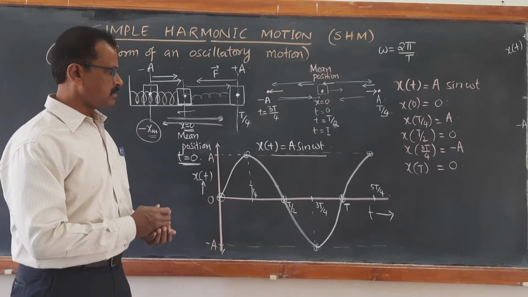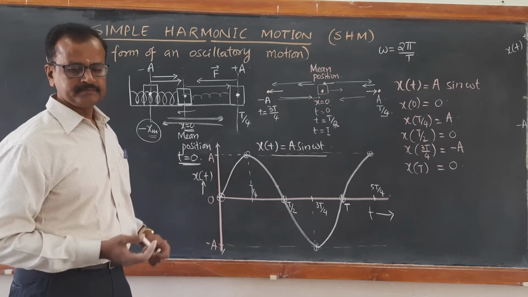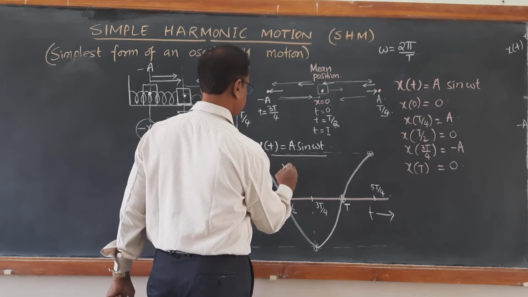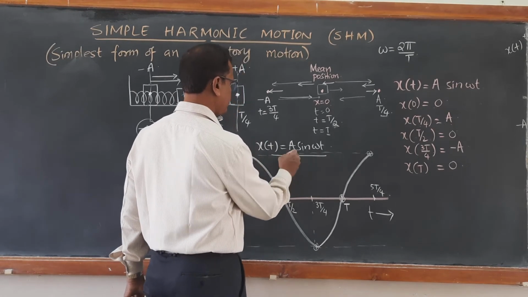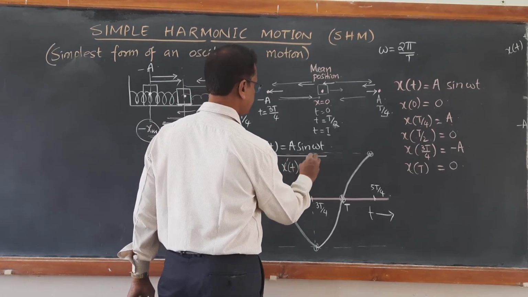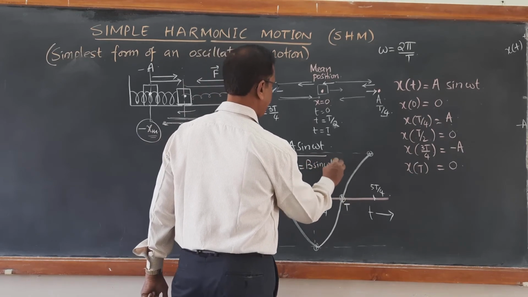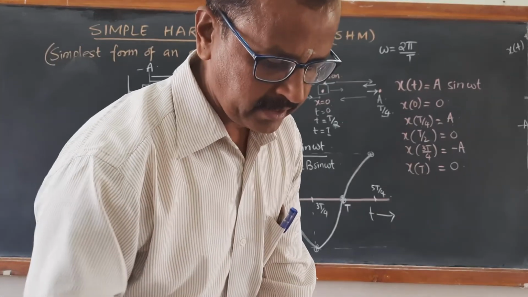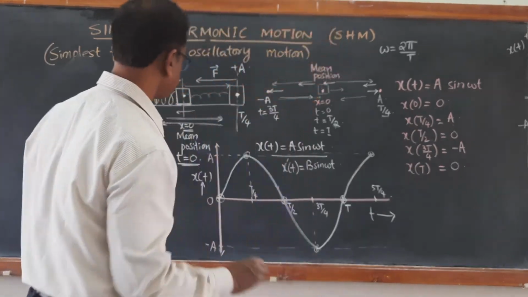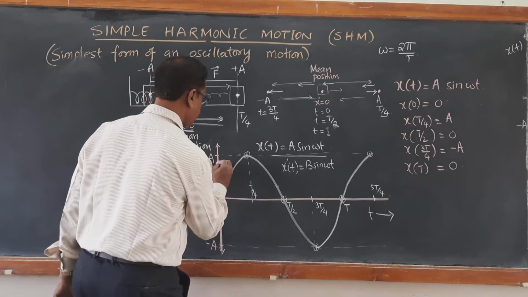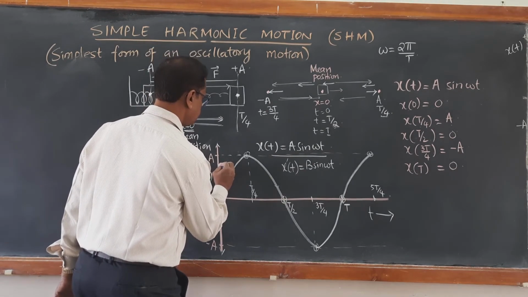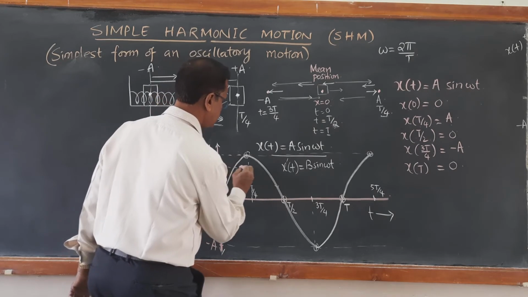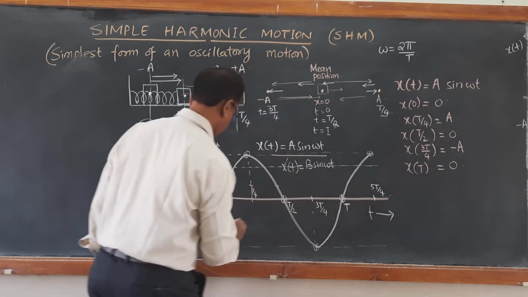Now suppose there is an oscillation with different amplitude. Suppose another function is there which also has the same time period, x dash of t, that we take as b sin omega t. b sin omega t will have a different amplitude. So I will draw that graph having a different amplitude. Let me take that amplitude as a smaller one. This is the smaller amplitude.